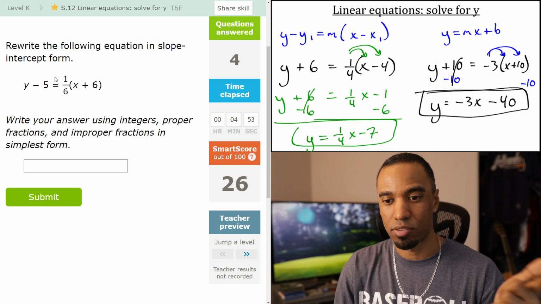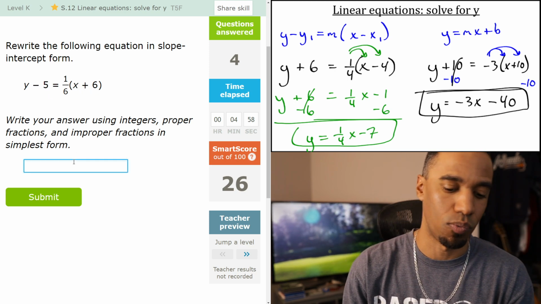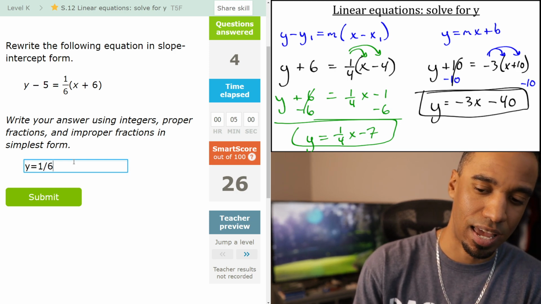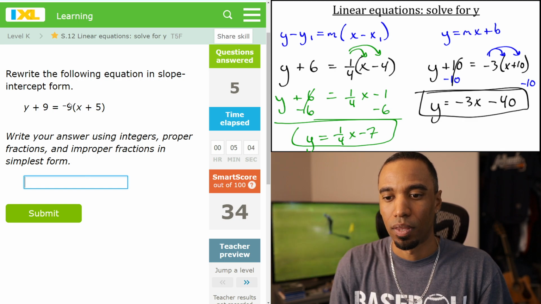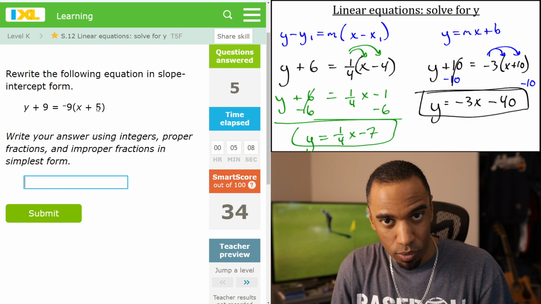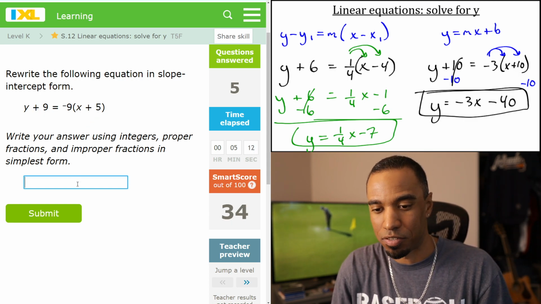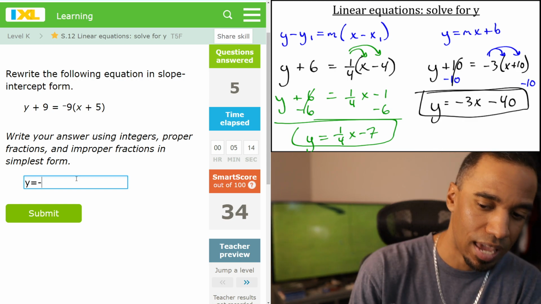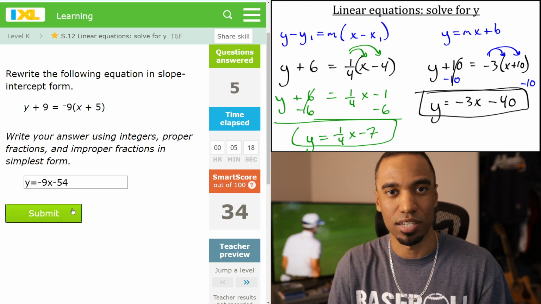So y minus 5 equals 1/6 x plus 1. Add 5 to both sides, it'll be plus 6. So y equals 1/6 x plus 6. Kind of mental work there. Okay, let's not mess this one up this time. Negative 9x minus 45. Subtract 9 from negative 45, you get negative 54. So y equals negative 9x, yeah, that felt awkward to type. I guess I definitely didn't type that last time.